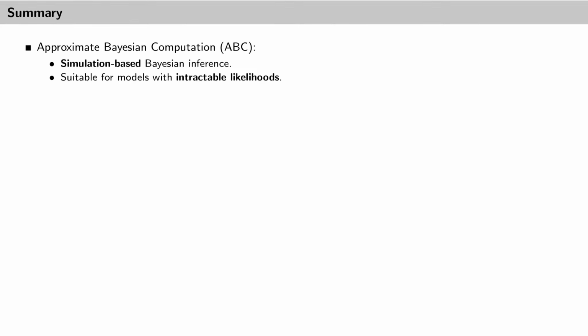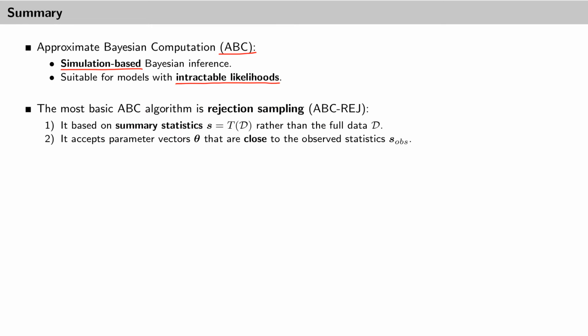Let us now summarize what we have seen today. Approximate Bayesian Computation, or in short ABC, is a collection of simulation-based methods for Bayesian inference. Because these methods rely on simulations rather than an evaluation of the full likelihood, they are suitable for models with intractable likelihoods. The most basic ABC algorithm is rejection sampling. This algorithm makes use of the two key approximations common to essentially all ABC methods.